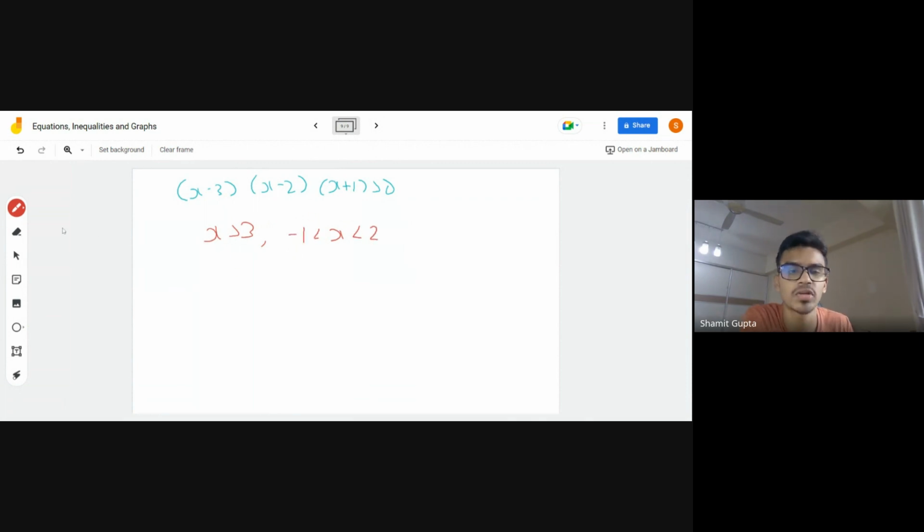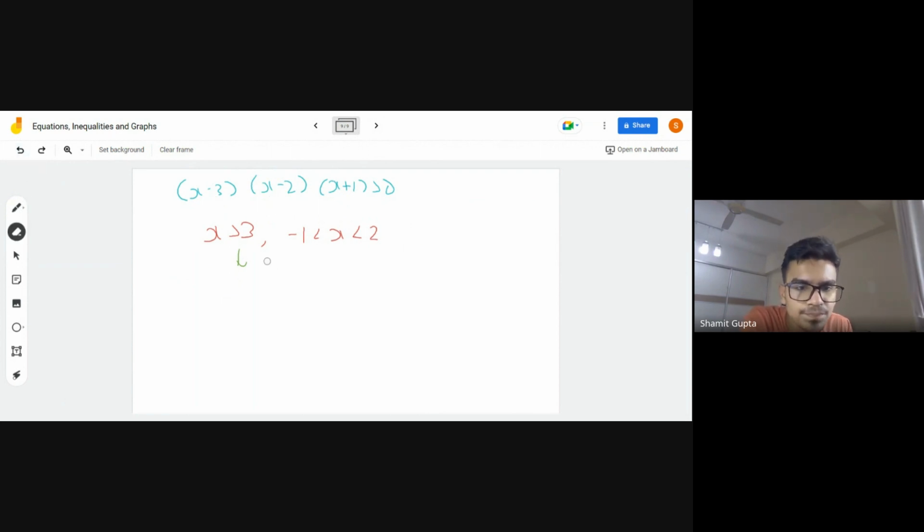You can cross-check by choosing any value greater than 3. Let's say we choose 5. This is just a matter of trial and error cross-checking. If x equals 5, is this going to be positive? Yes. 5 minus 3 is 2, and 2 times 3 times 6 is 36, which is positive. Yes.